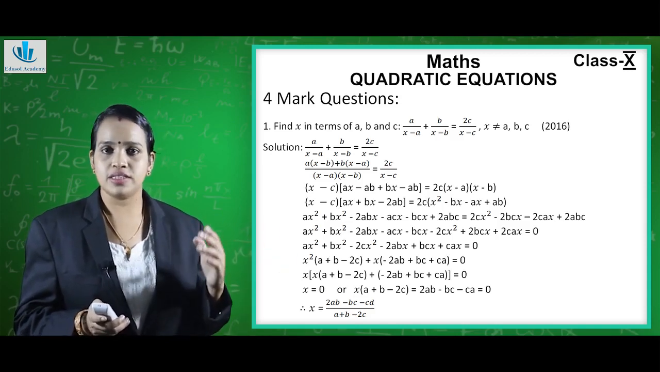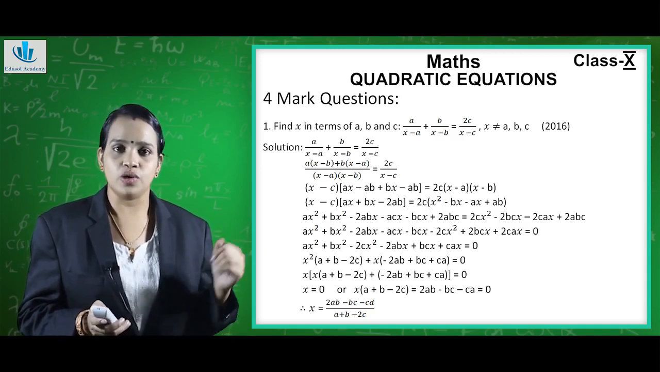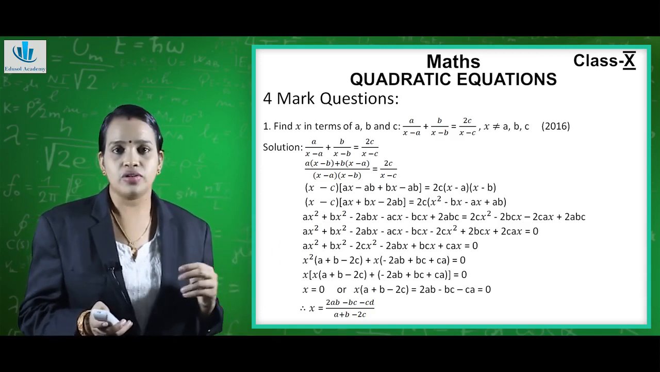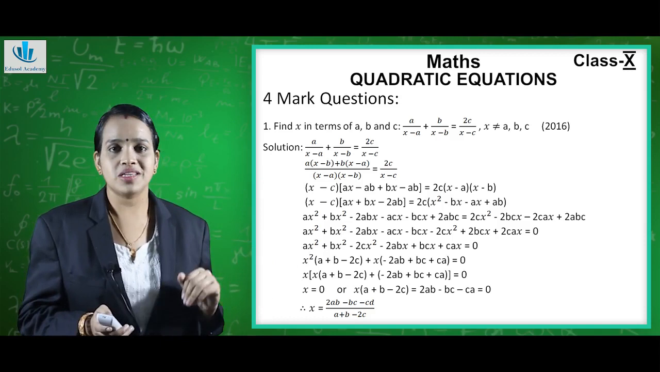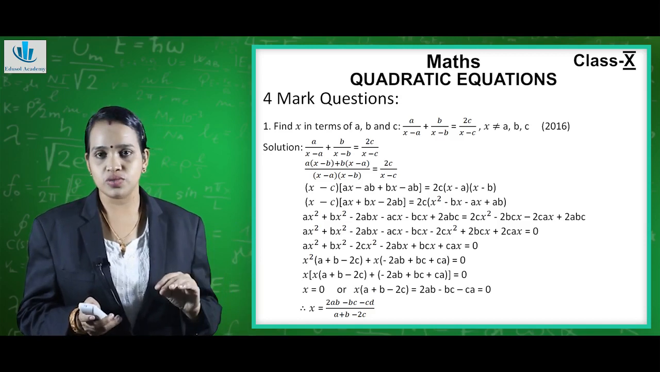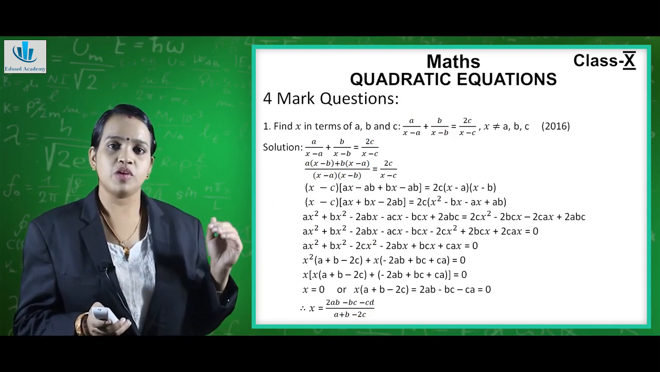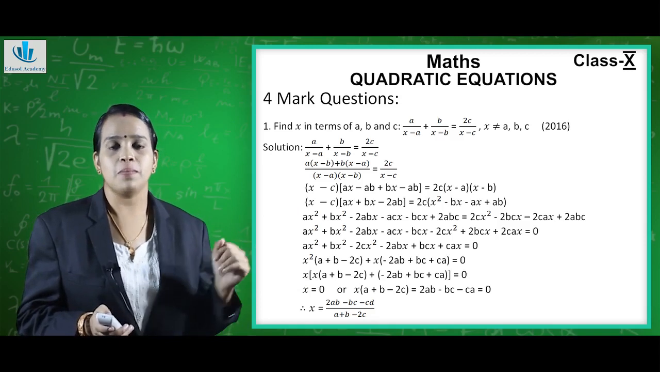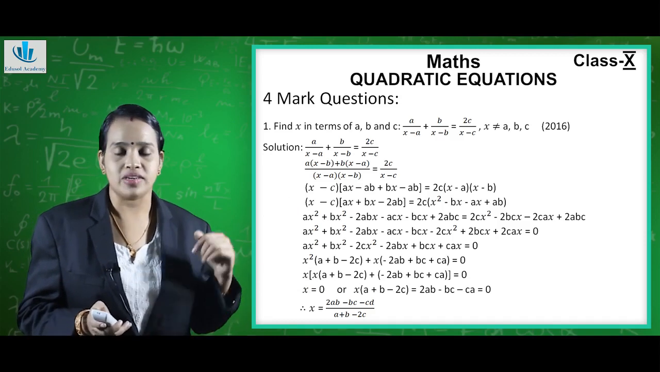Now we can say that x is equal to 0, or x into a plus b minus 2c is equal to, we will take all the terms of this bracket on the other side, so all the signs also change, so minus 2ab becomes 2ab, plus bc becomes minus bc, plus ca becomes minus ca, which is equal to 0. So we can write x is equal to 0, and the other equation we can write as x is equal to, when we take a plus b minus 2c on the other side, it divides, so it becomes 2ab minus bc minus ca upon a plus b minus 2c. So our x value we have got here.